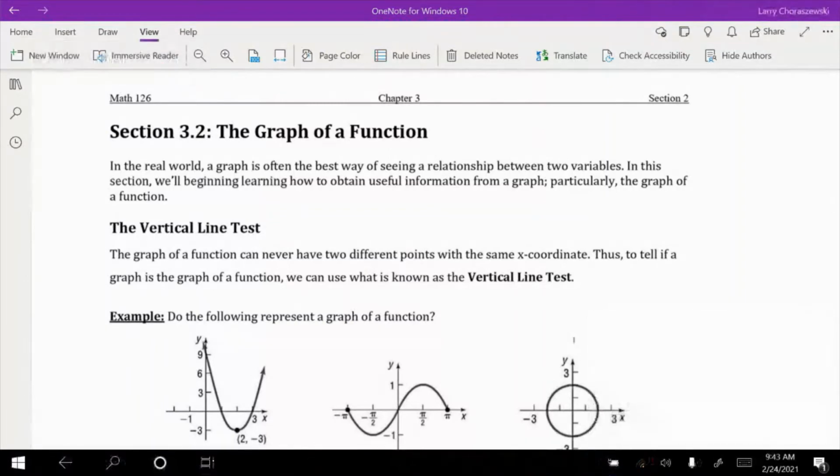Okay, we'll officially analyze or start analyzing graphs of functions in this section.